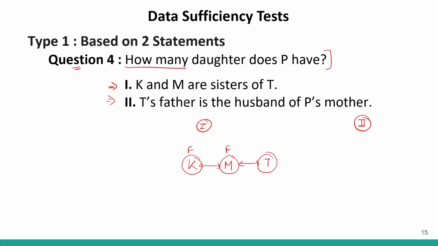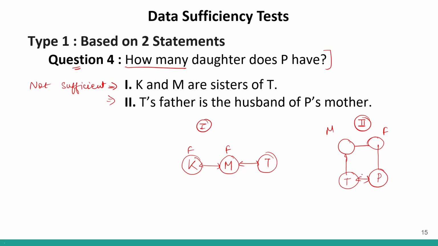Statement 1 is not sufficient. We cannot definitely say how many daughters P has. P is not even mentioned. Coming to statement 2, it says that T's father, so father means male, is the husband of P's mother. So P will have a mother and they are husband and wife. That means T and P are basically siblings.